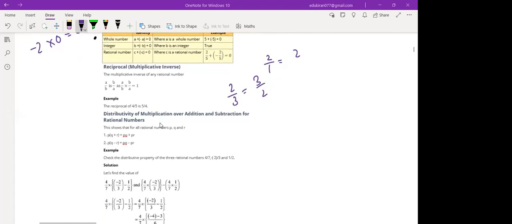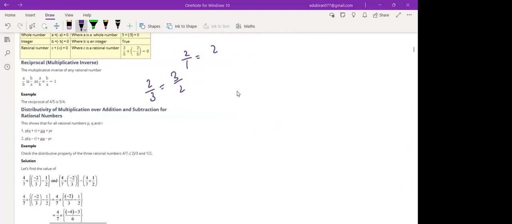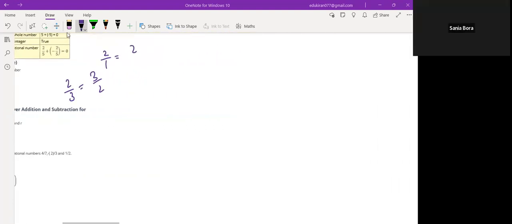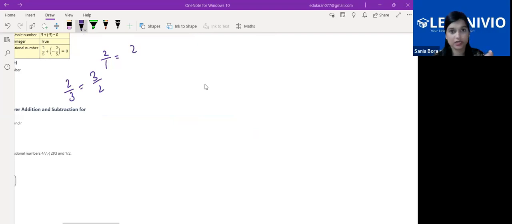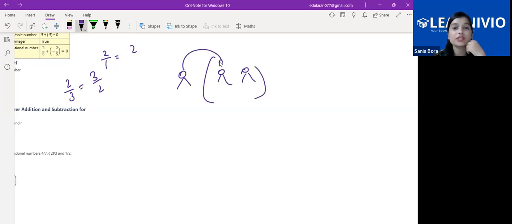Now let's move to the distributive property. The distributive property says you have to distribute yourself. For example, this is you and these are the students in your class. You are distributing toffees or chocolates. You will first distribute it to the first person and then to the second one. Okay, clear?